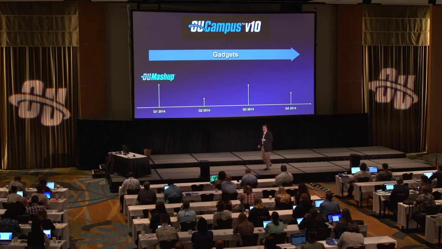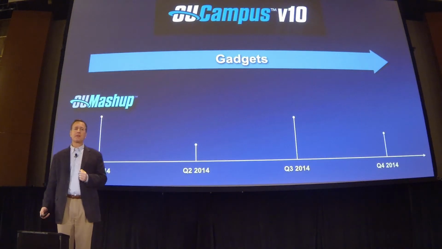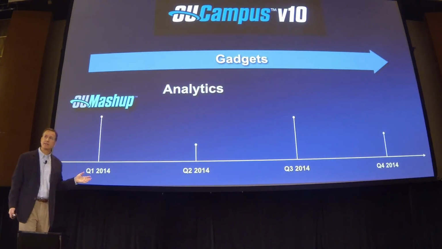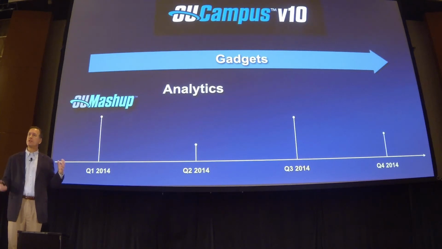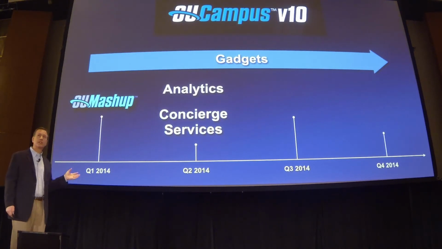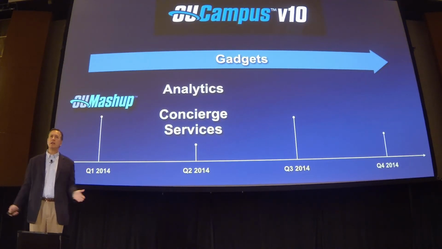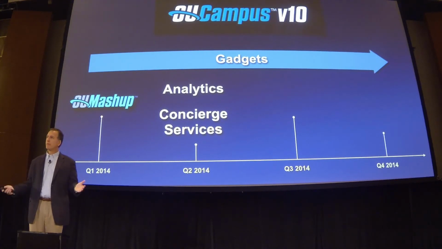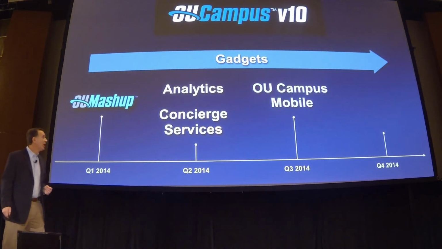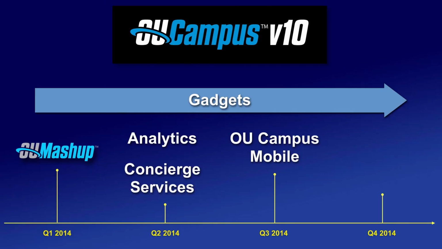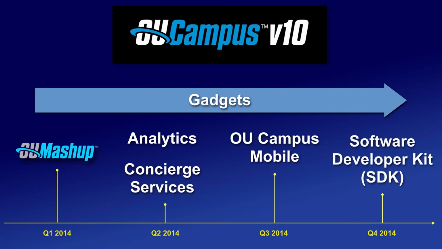Then, here we are in Q1, and we've got OU Mashup already announced. So this is something that's available to you today. We've also got analytics coming in Q2. So a mashup of Google and social analytics in version 10. Our concierge services, we expect to start rolling this out next quarter. So we'll give you more information about this as it comes. OU Campus Mobile then in Q3 and in Q4, if we can get it out by the end of the year, a software development kit to allow you to do even bigger projects using our APIs.